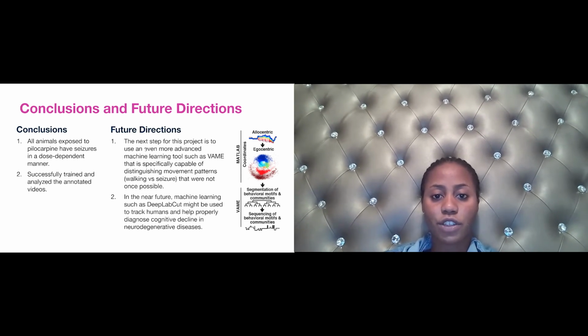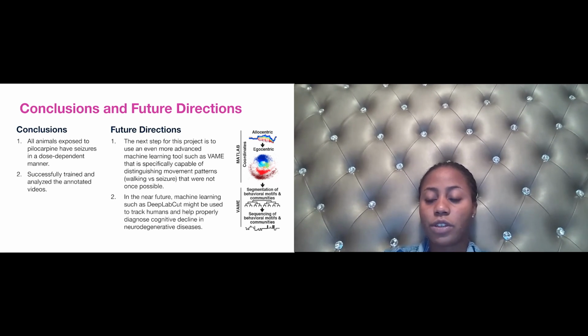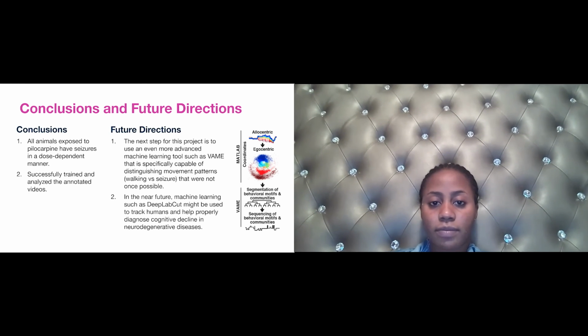Building upon these conclusions, we expect that the next step for this project is to use an even more advanced machine learning tool such as VAME, which is capable of distinguishing running versus walking versus seizures versus turning, which was not once possible. And even in the near future, we hope that machine learning such as DeepLabCut might be used to track humans and help properly diagnose cognitive decline in other neurodegenerative diseases such as dementia.